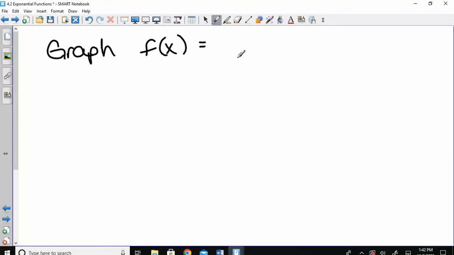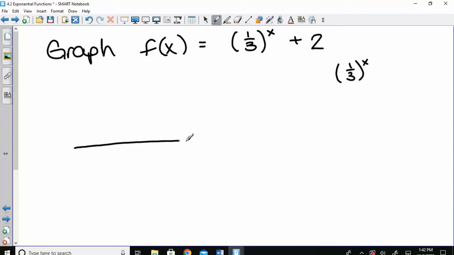If I said f of x equals 1/3 to the x plus 2, what's our parent function? Yeah, the parent is just the number to the power. That's the one that you plug your 3 points into to start with.